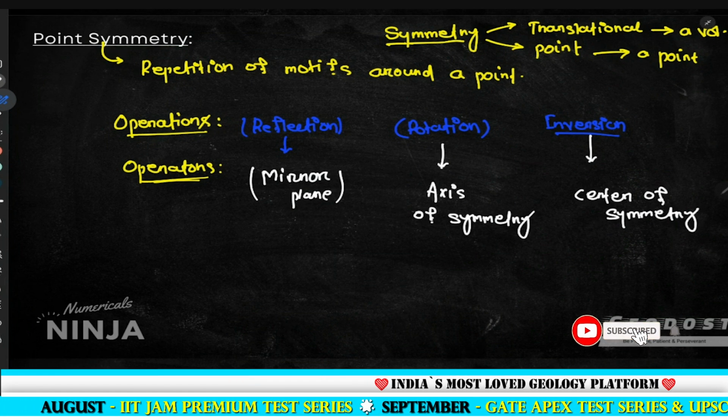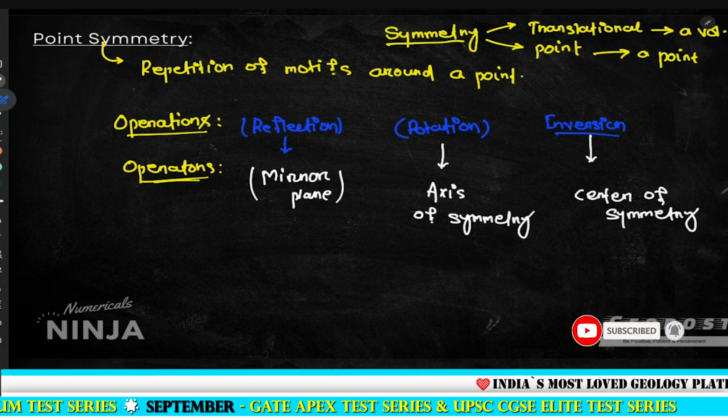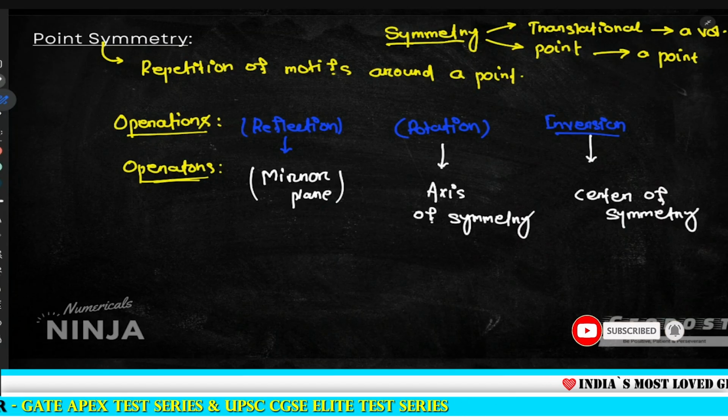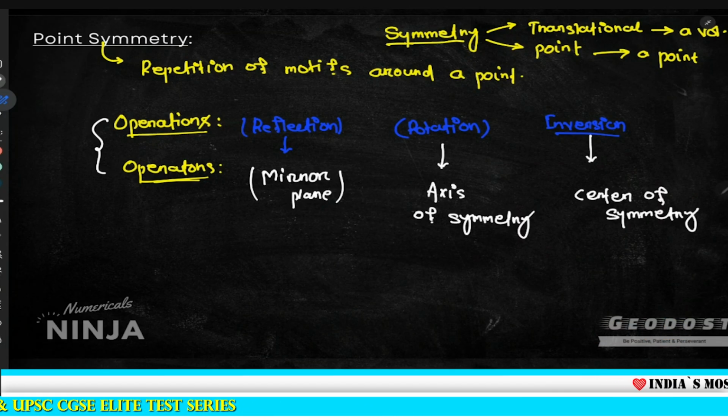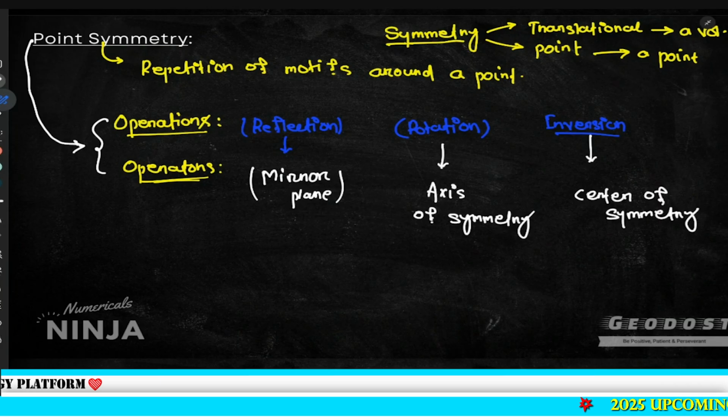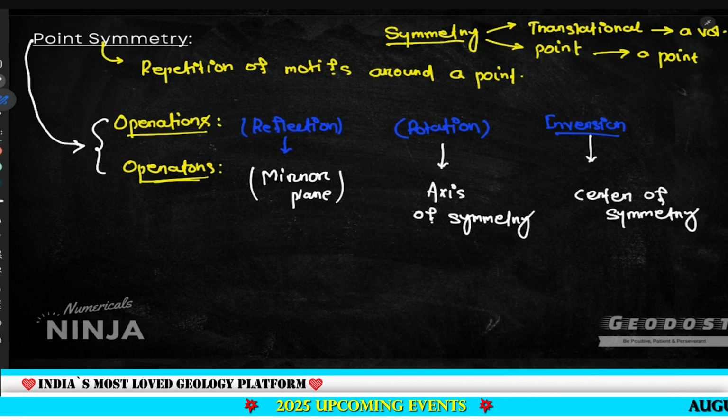Okay, center of the crystal, or you can say center of the symmetry. And these three things are going to create what? Point symmetry. Three operations are there in case of the point symmetry, and by using those three operations you can easily do any type of symmetry calculations, any type of symmetry operations also.